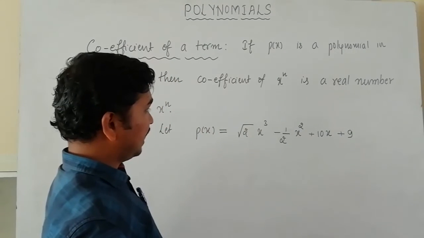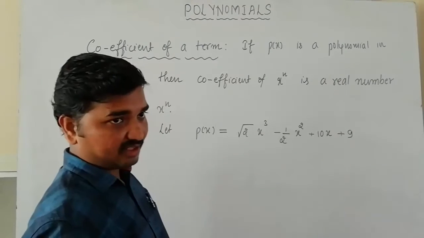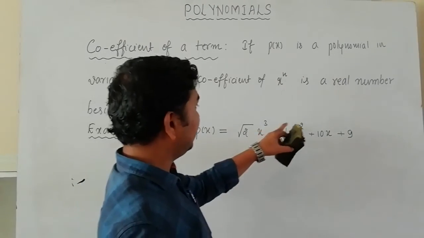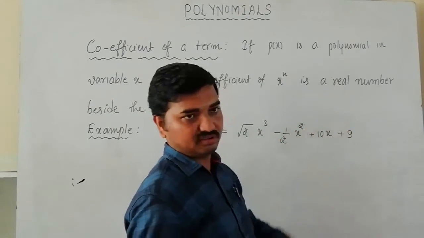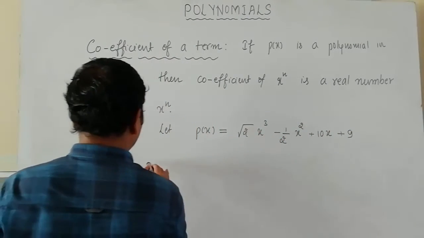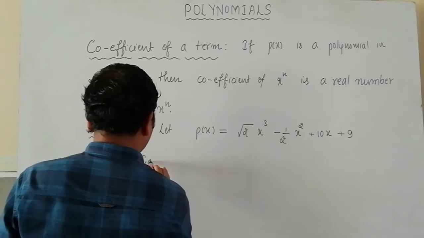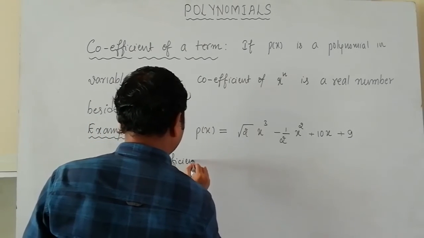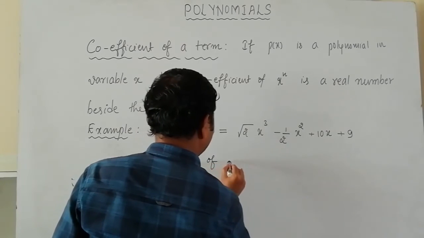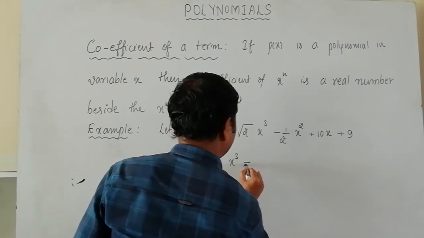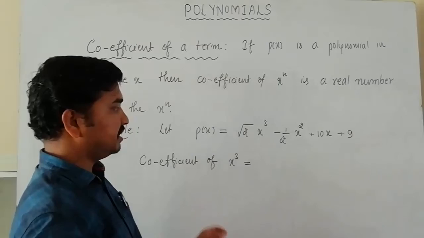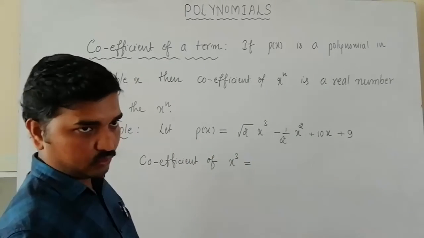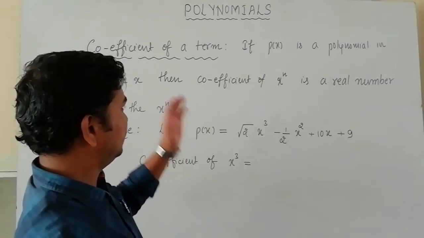You must write the variable x, but the exponent should be a non-negative integer. Now look here: 3, 2, 1. Here x power 0 is present. Now I'm going to write down the coefficient. The coefficient of x power 3. Now what is the coefficient of x power 3 in this polynomial? Root 2.